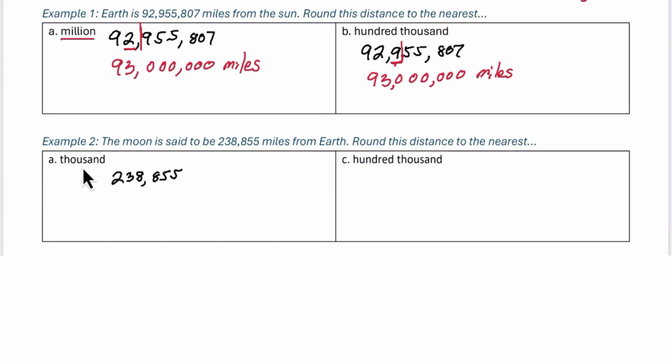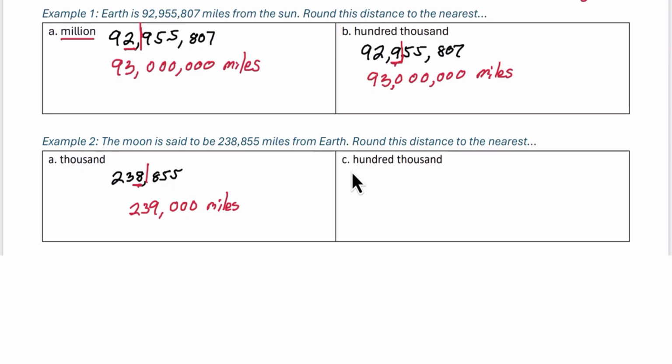In this case, we're looking for the nearest 1,000. We have ones, tens, hundreds, thousands. This 8 is in the thousands position. So look to the right of that 8. We have another 8. Remember, if this number is 5 or bigger, we add 1 to the rounding digit, making this 239, and then everything to the right is zeros. So we have 239,000. And the units there, miles.